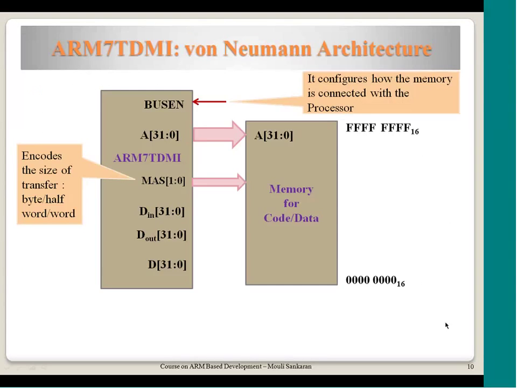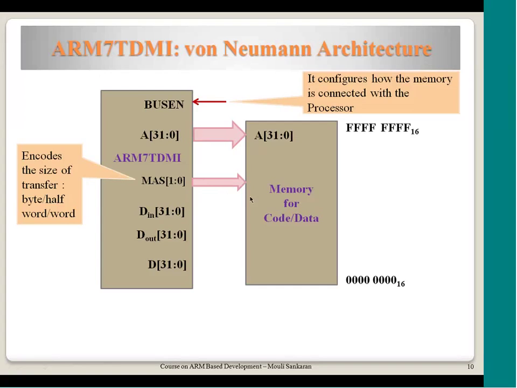Now I mentioned that ARM7TDMI is a Von Neumann architecture. What is Von Neumann? We have a single memory for both code and data. So there is only one address bus connected to the memory, and there are some control signals apart from MREQ and SEQ, there is also MAS. This signal gives you the kind of transfer. I will explain this in detail in the next slide.